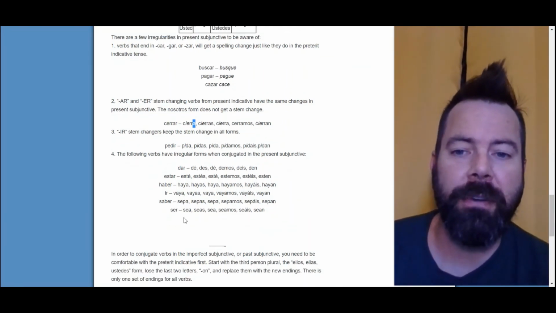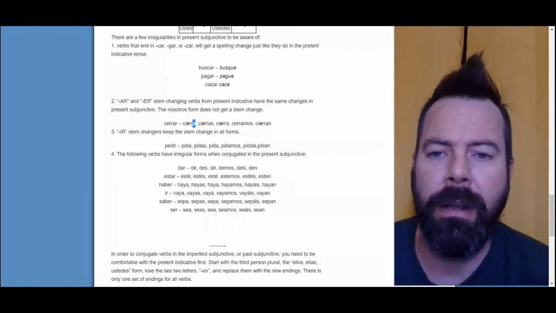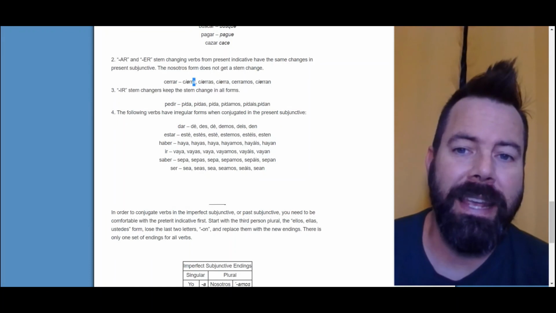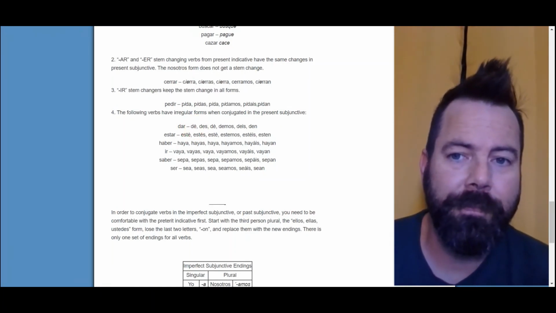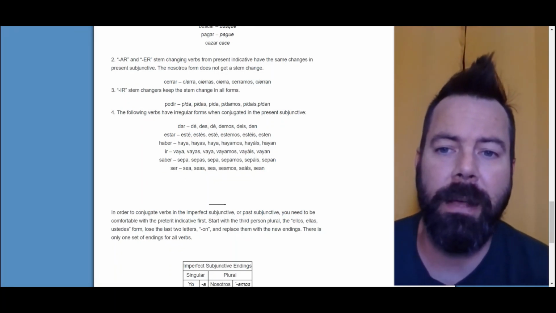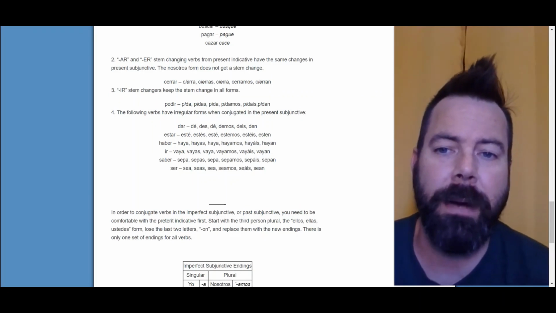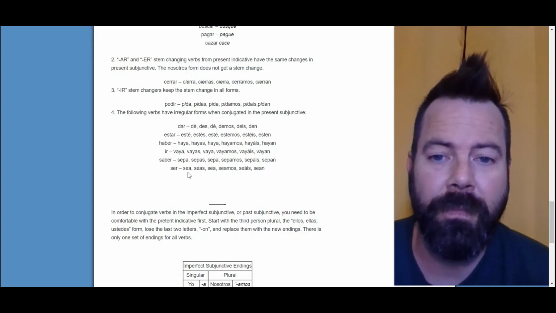And then these 6 verbs down here are just completely messed up. So these are the ones that you got to remember. Dar would be dé, des, dé. Gets an accent mark. Estar would be esté, estés. So these are not think you drop the O. These 6 are going to be just messed up. Haber would be haya. Ir would be vaya. Saber would be sepa. Ser would be sea.